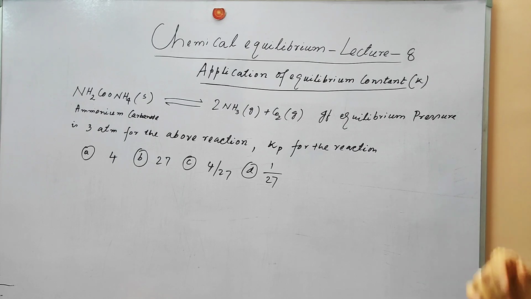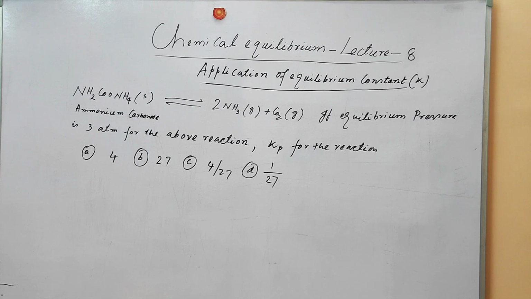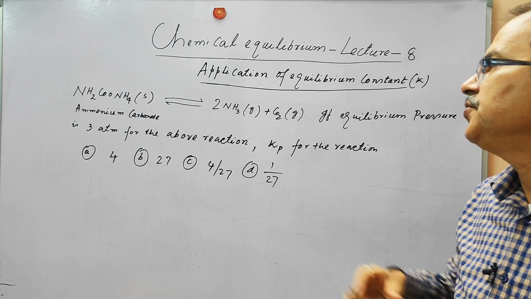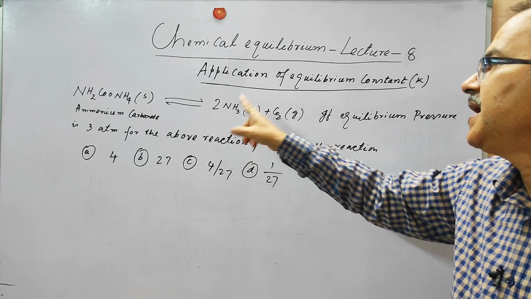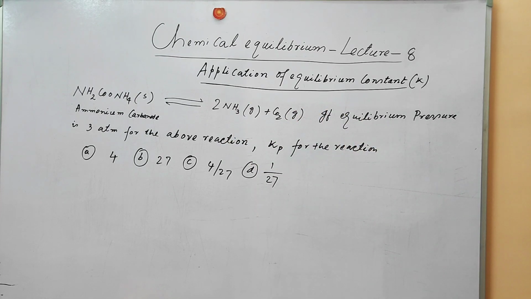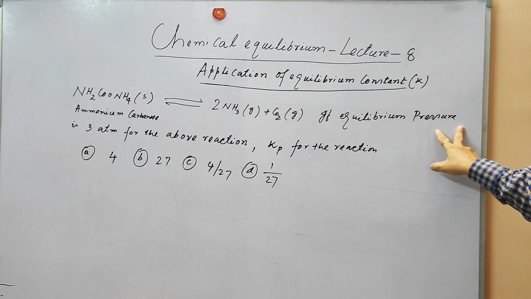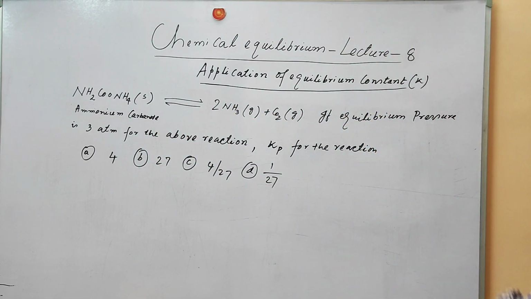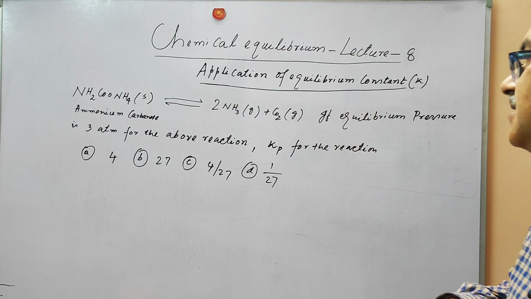This is one numerical. This type of numerical may come in your exam. Ammonium carbonate is a solid. When it decomposes, it will produce ammonia gas and carbon dioxide gas, and it will be in equilibrium at a particular temperature, and at that temperature the equilibrium pressure is found to be 3 atmosphere. You have to calculate the Kp for this reaction.